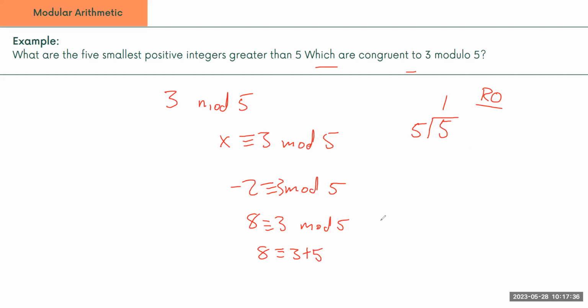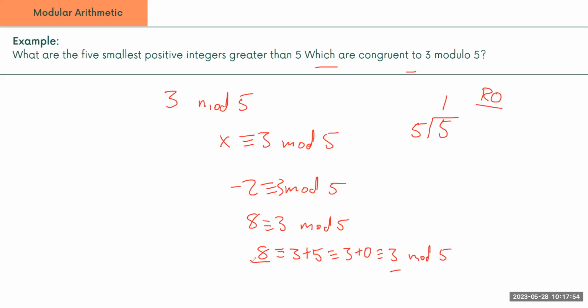So 5 is actually 0 mod 5. So we can just replace this 5 with a 0 because it's 0 mod 5, and we're saying the same thing. So it's going to be 3 mod 5. So A is congruent to 3 mod 5, right? So we have 8 is a possible solution.